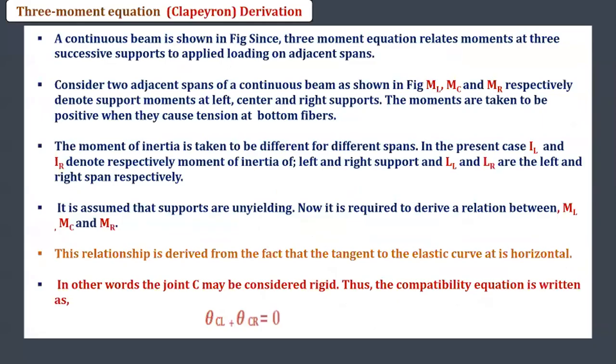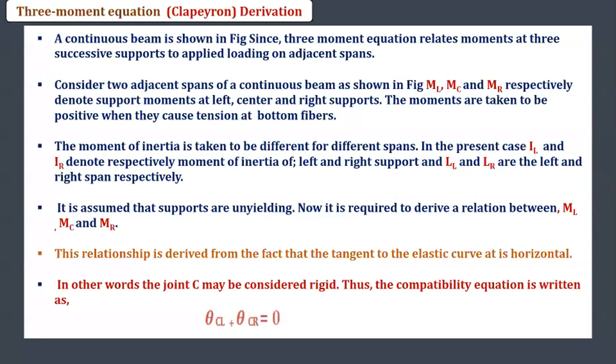Now, all of you take this theoretical description. First point: consider two adjacent spans of a continuous beam. Don't worry, all of you take notes. Two adjacent spans of a continuous beam are shown in the figure, with moments ML, MC and MR. The moment of inertia is taken to be different for different spans.